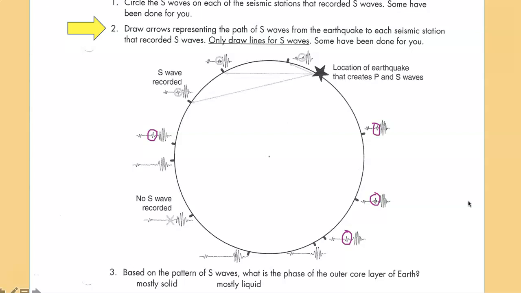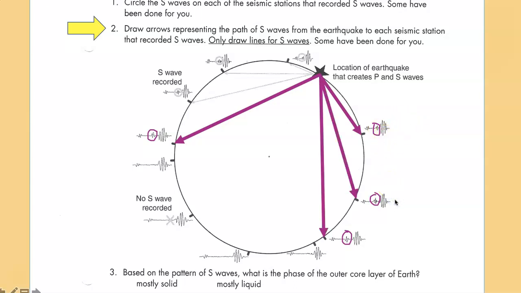It now asks you to draw an arrow to represent the path of the S wave from the earthquake to each of the stations that did record an S wave, and some have been done. So these first three have been done for you. Then we can add an arrow from the earthquake epicenter to this station, but not to this station because this station did not receive an S wave. Coming over here, we can go to each of these three stations. Those are all the places where the S waves made it through the earth and went to the station.